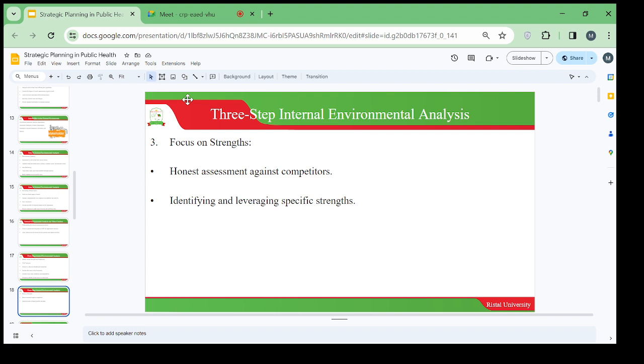And then the last step of internal environmental analysis is focusing on the strength that you have against competitors. Of course, you will have weaknesses, but it's also very vital that you look at who you are and what strength you have over your competitors. That is a very important stage to take.